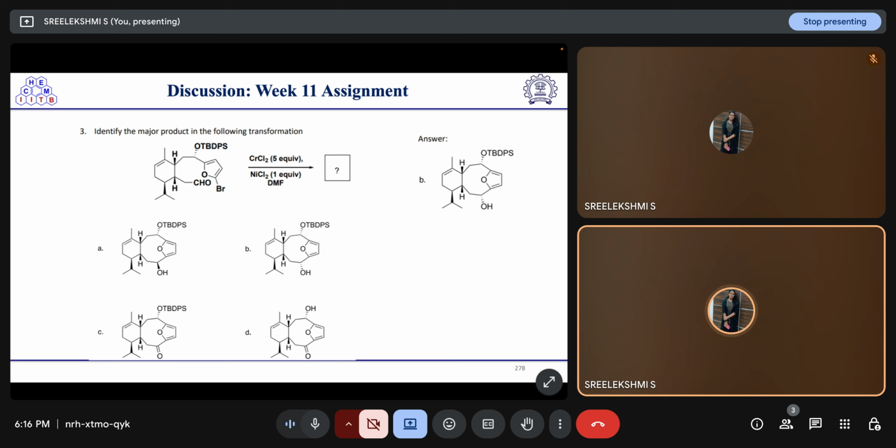So here, we have already seen this mechanism. This is a kind of coupling reaction, the Nozaki-Hiyama-Kishi reaction. I have shown you the mechanism for this previously. So this center and this center are getting coupled, and we will be getting the correct answer, option B.